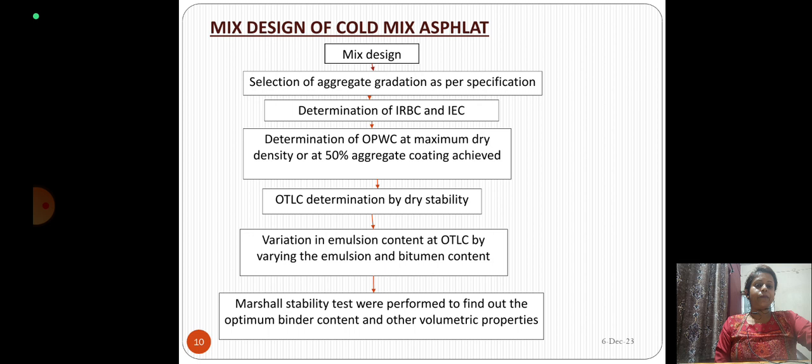The optimum total liquid content is determined by the dry stability and the variation in emulsion content at OTLC by varying the emulsion and bitumen content. Finally, the Marshall stability test was performed to find out the optimum binder content required for the mix and the volumetric properties of the mix.